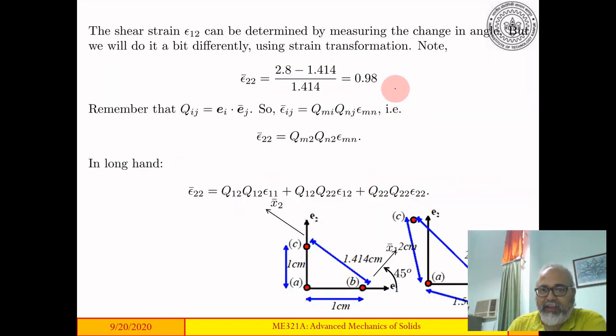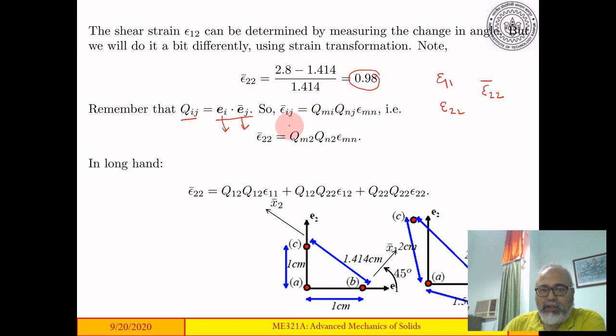So if I do this, again I get epsilon 2 bar, which is again rather large, but we don't worry about that. So now I have three pieces of information. I have epsilon 1 1, I have epsilon 2 2, and I have epsilon 2 2 bar. And now I use my old friend, the tensor transformation, using this convention that we go from old to new while calculating Qij. So the old axis ei to the new axis ej, that's what we do.